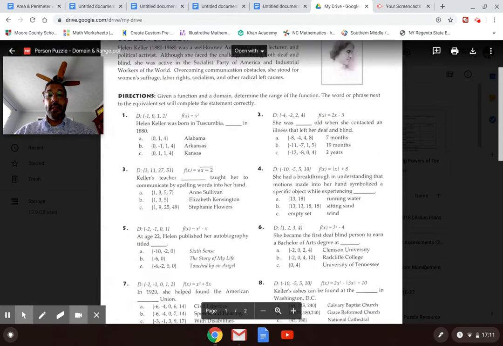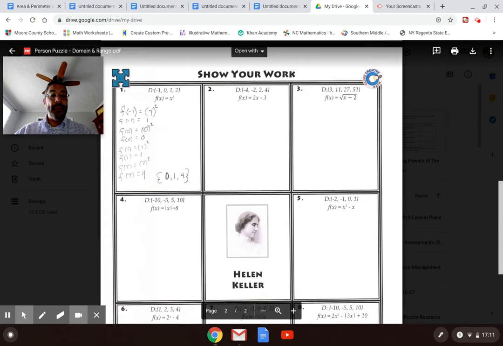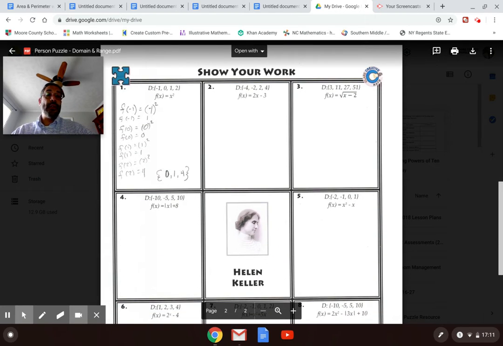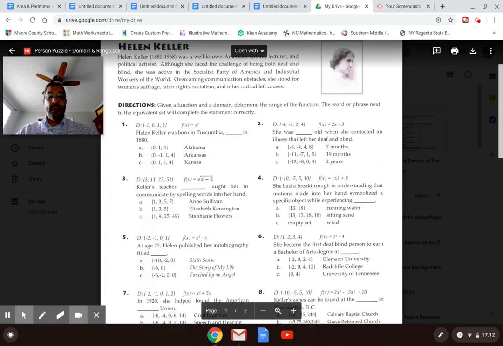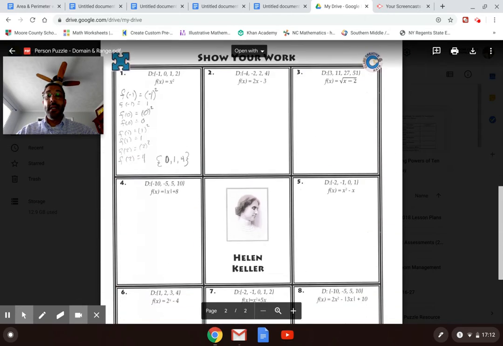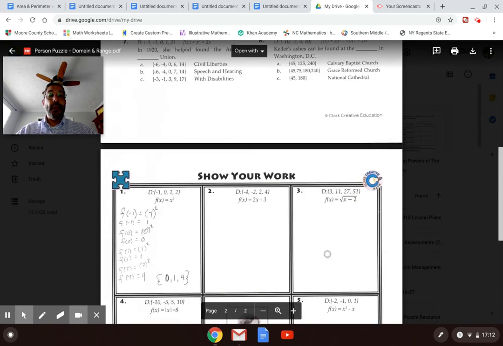So what you're going to do is on your separate sheet of paper, and I already gave you an example on the first one here, it's f of x equals x squared. So you're simply going to input or substitute the negative 1, 1, 0, or 2 into your function and find the answer. And then once you find the answers, you're going to write your range as a set, just like I did here. And then find whatever letter matches or corresponds to your correct answer. Okay, so that's the first thing that you're going to do.